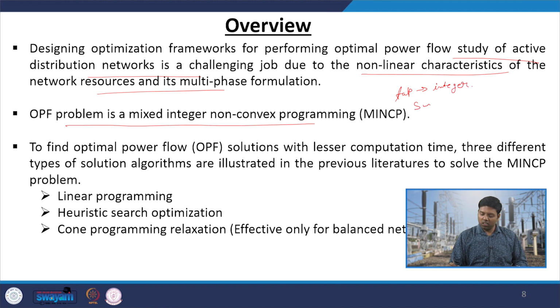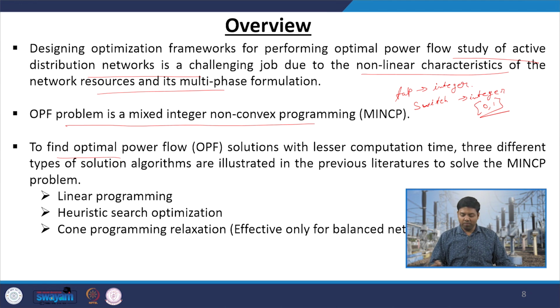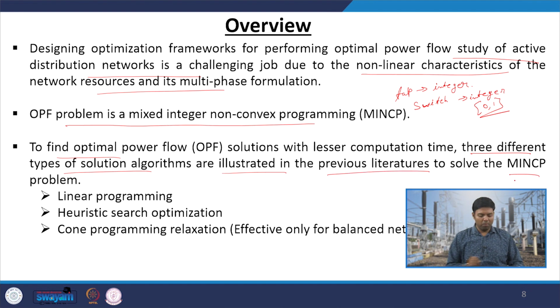You have switch status, that is also an integer, or rather say that is a binary. So, these variables you have. So, that is why it is a mixed integer non-convex programming. To find the optimal power flow solutions with lesser computation time, three different types of solution algorithms are generally illustrated in the literature to solve this MINCP problem.